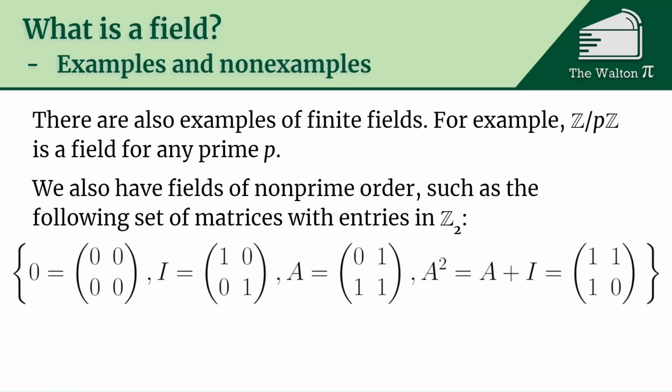So this set of 4 matrices with entries in Z mod 2, so 0 and 1, where 1 + 1 is 0, that is going to be a field. So we have the 0 matrix, the identity matrix, the matrix A, which is [[0, 1], [1, 1]], and then A squared, which is also A + I, and is also actually A inverse. This is [[1, 1], [1, 0]]. Okay? Go ahead, check that all of this works out, that this has all the properties it needs to, but this is actually a field of non-prime order.